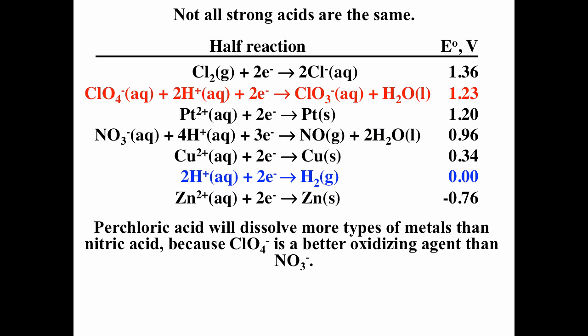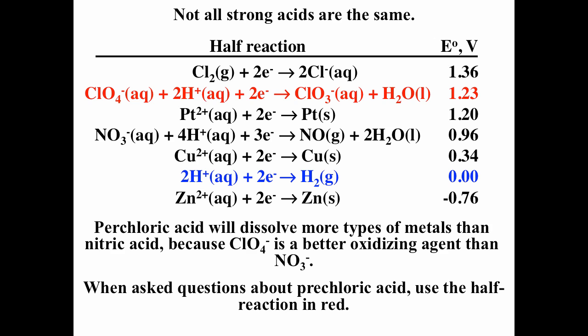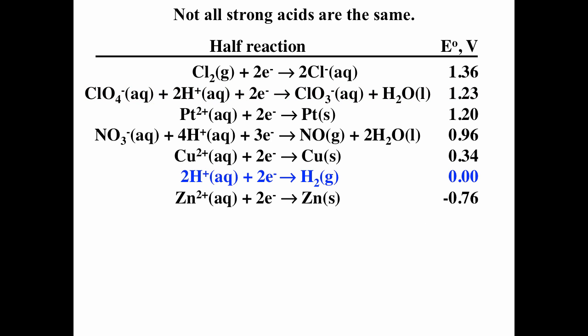Perchloric acid can actually dissolve more types of metals than nitric acid. Hydrochloric acid, nitric acid, and perchloric acid are all classified as strong acids, but again, in electrochemistry, we'll see that perchloric acid is a more reactive acid and can actually dissolve more metals. And so nitric acid could not dissolve platinum, but perchloric acid can actually dissolve platinum. If you're asked about perchloric acid, make sure that you use the half reaction in red. But not all strong acids are the same.